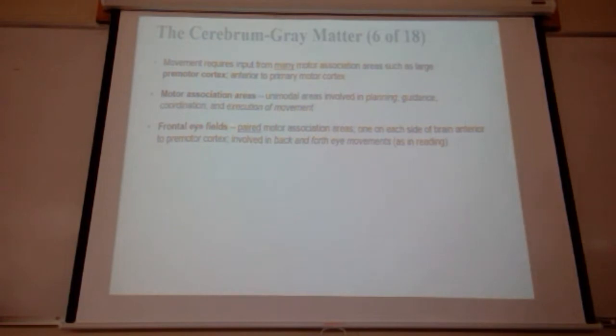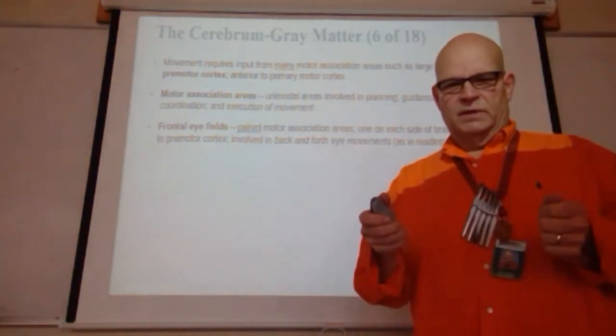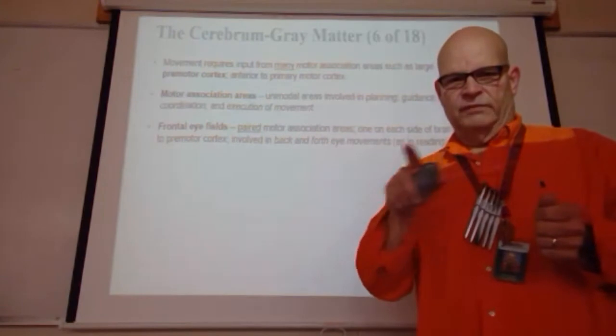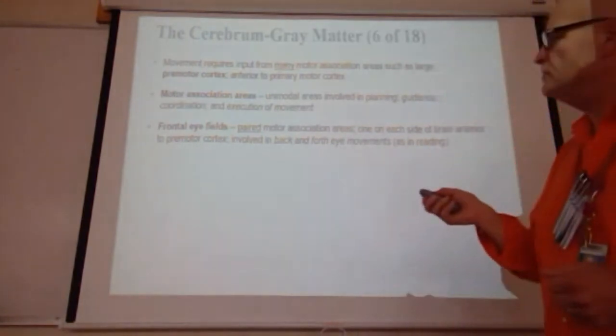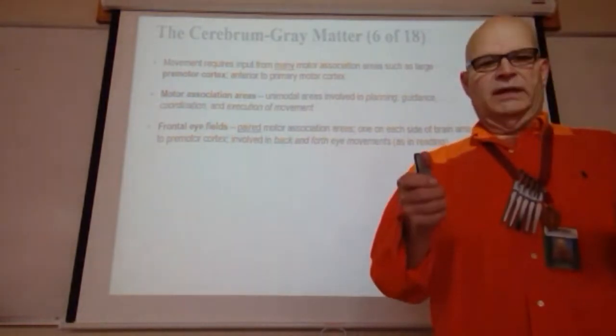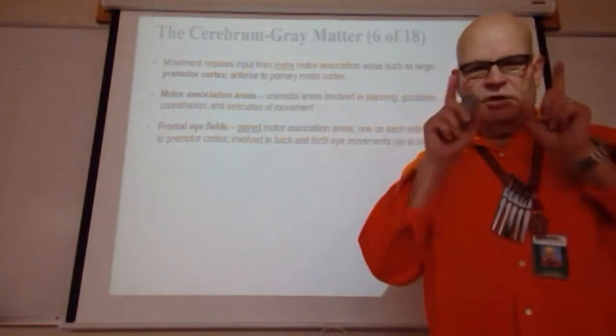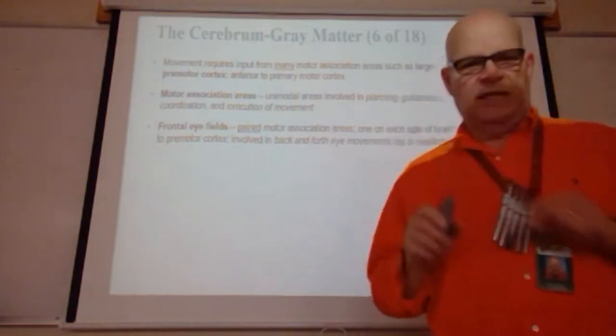The frontal eye fields are a paired motor association area, one on each side of the brain, anterior to the premotor cortex. These are involved in the back and forth eye movements as in reading. Most of us read this way. We hold a book and we read this way. Our eyes move from left to right. If you suffer a stroke or brain damage in these frontal eye fields, this is the way you would read, because you no longer have the ability to move your eyes left and right.